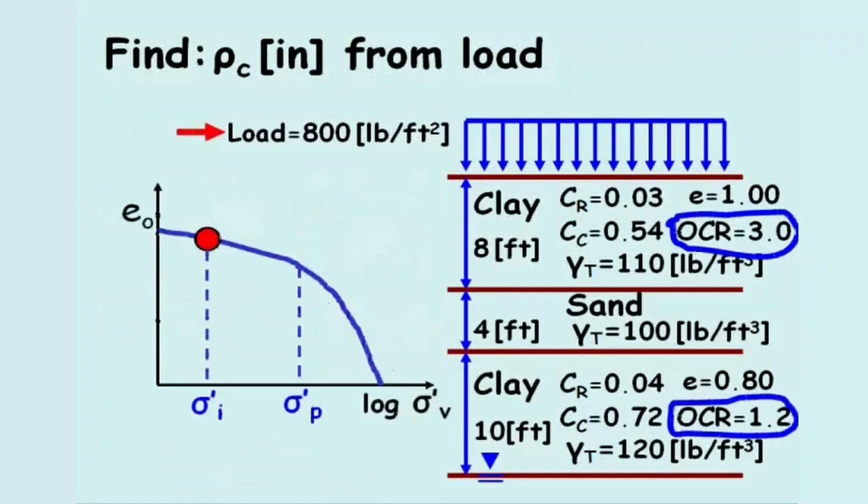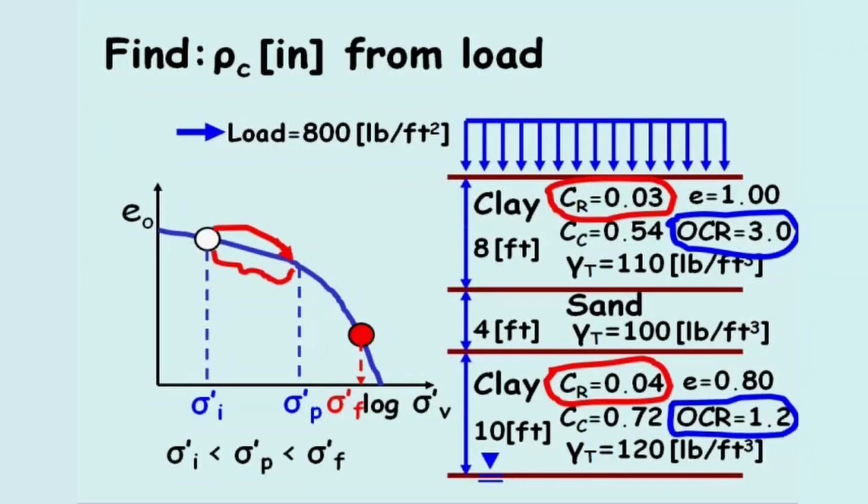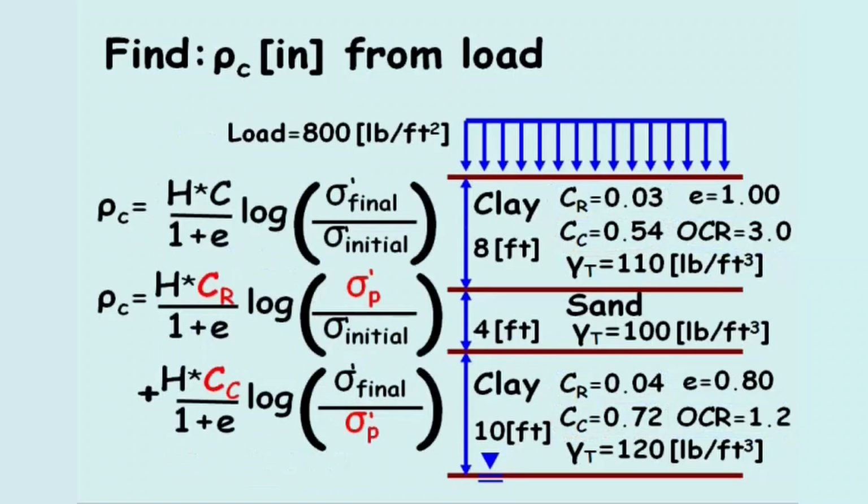However, if the final stress exceeds the pre-consolidation stress, we'll end up evaluating part of the settlement along the recompression curve and part of the settlement along the virgin compression curve. When solving for this second settlement, we compute the two consolidation settlements separately and then add them together.